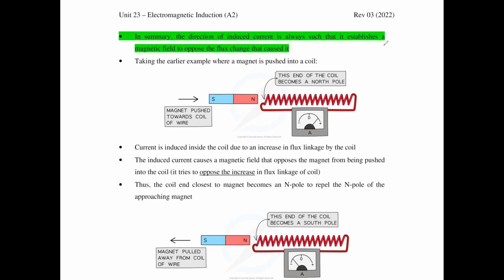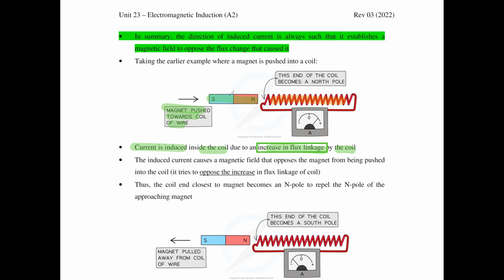You look at this example here again, which is basically your solenoid having a bar magnet being pushed into it. We know that when you push your bar magnet in, it's going to cause flux cutting or change in flux linkage. Thereby, you're going to get induced EMF or induced current. So here, when you start pushing your magnet towards the core of the wire, current is induced inside the core due to an increase in flux linkage of the core. So here I'm explaining the EMF induced as due to an increase in flux linkage.